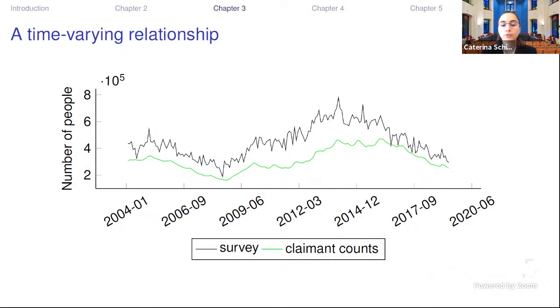And the question of chapter three is, why did this relationship change? And does accounting for this time-varying relationship allow us to achieve better estimates of Dutch unemployment?